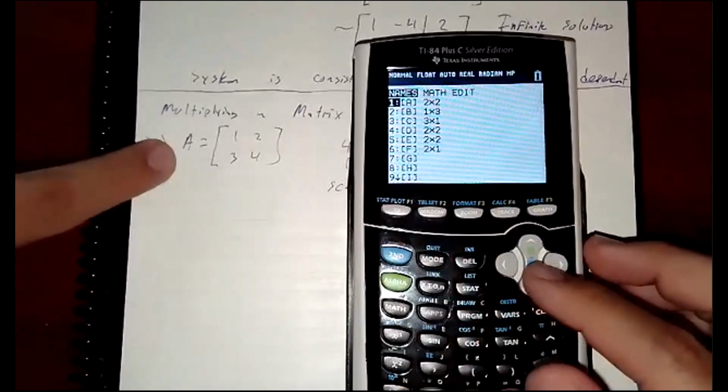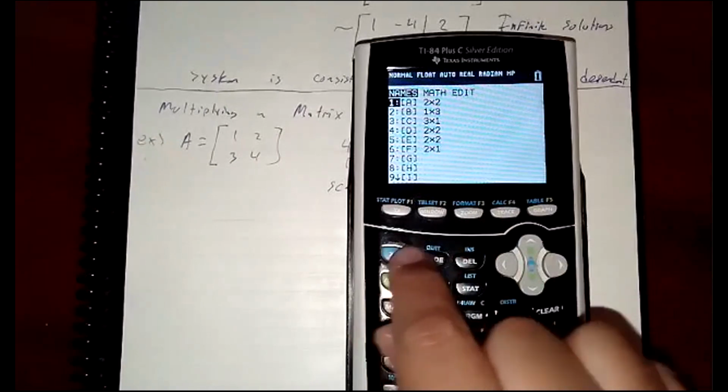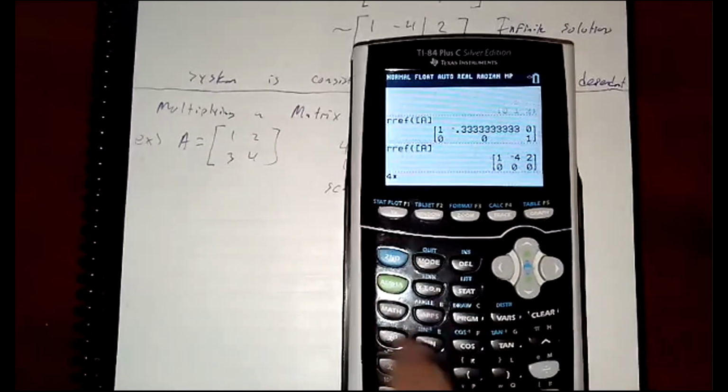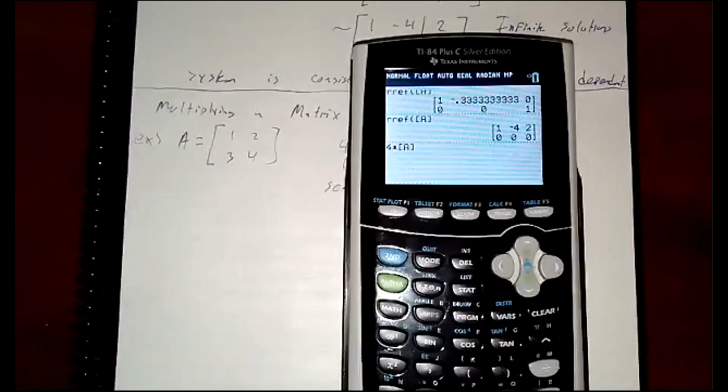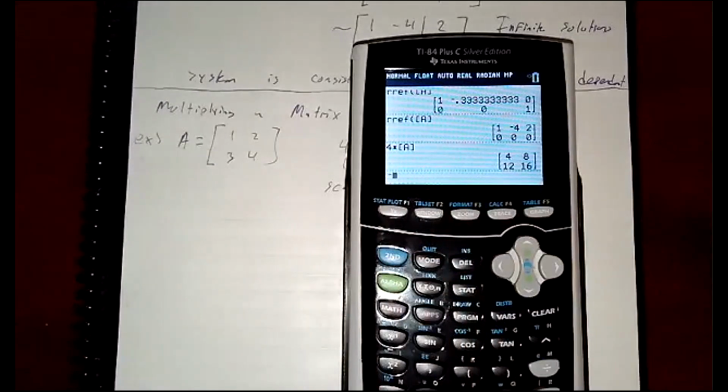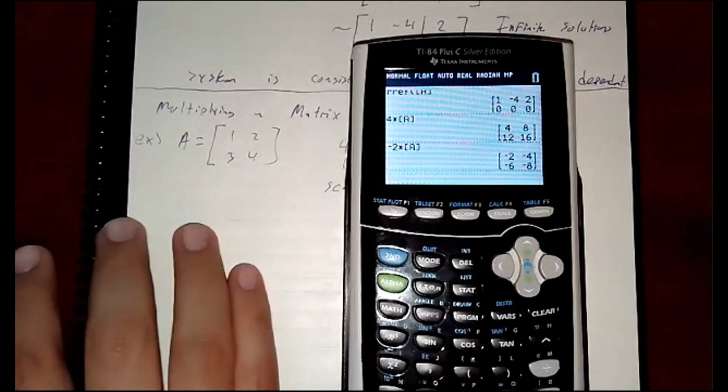So matrix A is in there. I do 4 times, and then I go get that matrix. Under names, just press enter to call it outside and multiply it. So 4 times that's right there. Then I do negative 2 times the matrix. Go back in there and get it. It'll be negative 2 scaled on the matrix A.